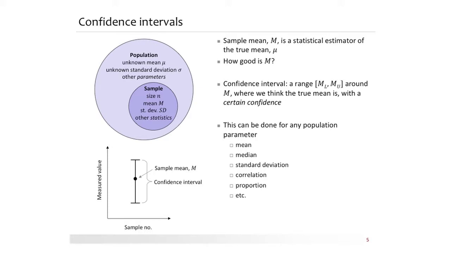So we have certain confidence, for example, 95% confidence that the true mean is within this region. So we can express this in probabilistic terms. And this can be done for any population parameter, not only for the mean. You can do it for median, standard deviation, correlation, proportion, whatever you want. And I will show you today and in a week's time a few of these, how to calculate them.